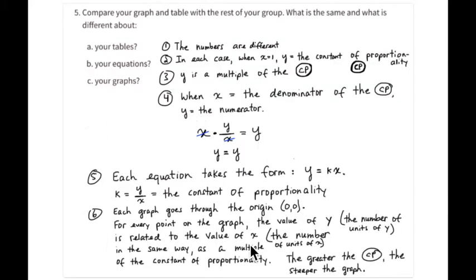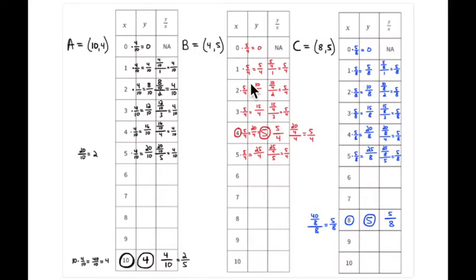All right, so here's a long summary. It says, what are some things that are the same, and what's different about the tables, the equations, the graphs? Well, first of all, the numbers are different. But number 2, in each case, when x is 1, y is the constant of proportionality. And that's a key point behind this, and we'll look at that in a little more detail in a moment. Y is a multiple of the constant of proportionality. So in these tables, you're always looking at a multiple of the constant of proportionality: 1 times the constant, 2 times that constant, 3 times, 4 times. The y-coordinate is a multiple of the constant of proportionality.